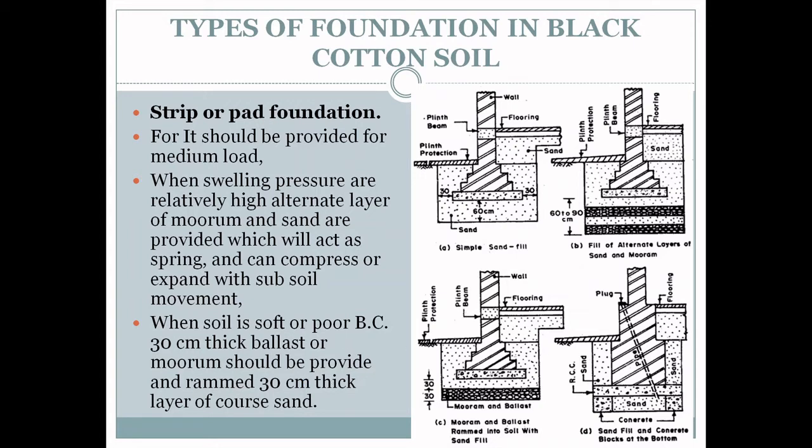When the soil pressure is relatively large, alternate layers of muram and sand are provided, which will act as a spring and can compress or expand with the subsoil movement. When the soil swells, the sand grains would yield by moving up and thus relieve the swelling pressure. When the soil shrinks, the sand layer would expand, but there will be no discontinuity in the soil support.